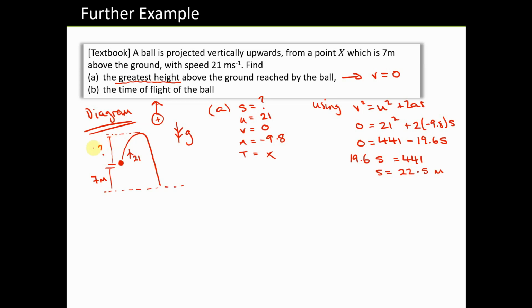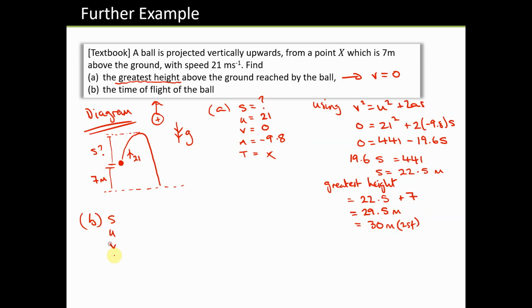First thing, what we've found is this value from its starting point to where it's reached at the top of that peak. We also need to include that 7 meters it started above the ground. So actually, the greatest height equals 22.5 plus 7, and that's going to be 29.5 meters. Final thing we need to do is to say, well, we have used gravity in our calculation, so we need to say 30 meters to two significant figures. That's just rounding that to two significant figures.